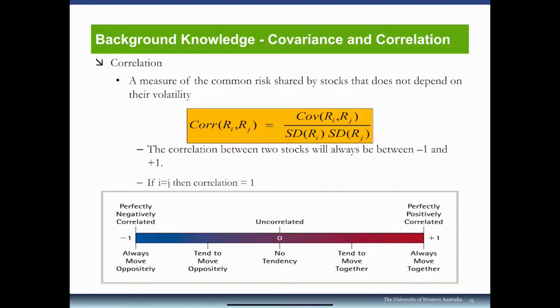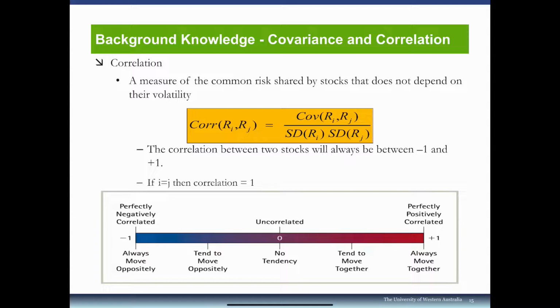Just like when people say, I don't want to deal with variance because the return is being squared, I want to deal with standard deviation because that's the square root of variance, there's an equivalent term in the context of covariance. It's called correlation. It's a measure of the common risk shared by stocks that does not depend on their volatility. To calculate correlation, it equals the covariance of Ri and Rj divided by the standard deviation of Ri times the standard deviation of Rj. And rearranging the formula, you can get another way to calculate covariance if you know the correlation and the standard deviation of the two stocks.